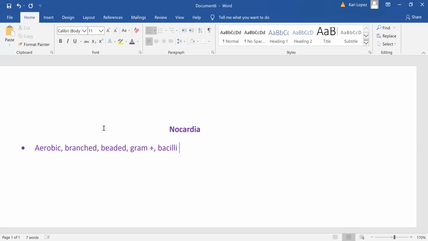Okay, and so like the wording here, it says that in many instances, finely beaded branching rods are a primary clue that a clinical sample contains a Nocardia species. So do you think that's important or not important? Important. You can have 10 things that are similar between a bunch of species, but you need the one or two things that separate them. So primary clue, finely beaded branching rods, non-spore forming.